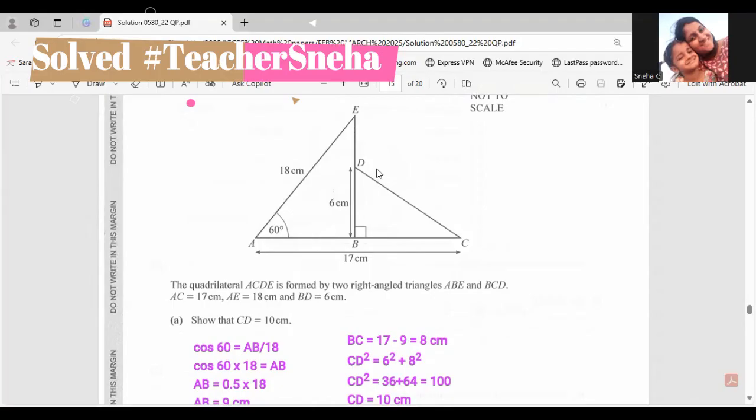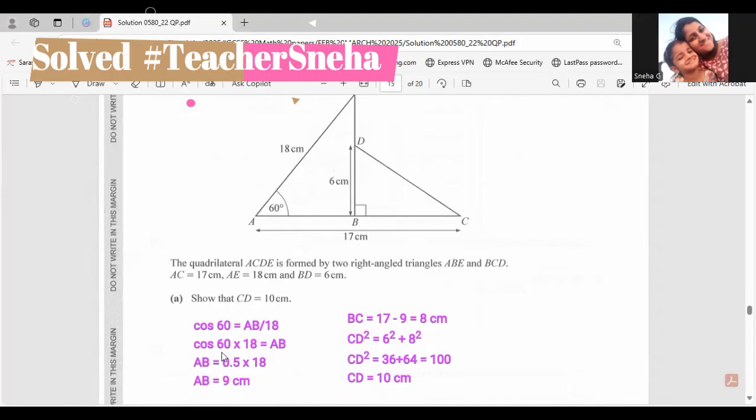Now we can work out CD only when we know the value of BC, and then we can use the Pythagoras theorem. How will we know BC? We can work out BC only when we know the value of AB, and we can work out AB by using the cos formula. So cos 60 is AB upon the hypotenuse, which is 18. AB is cos 60 multiplied by 18. Cos 60 is half, or 0.5, and 0.5 of 18 gives AB as 9 centimeters.